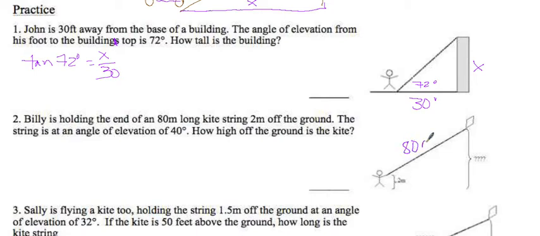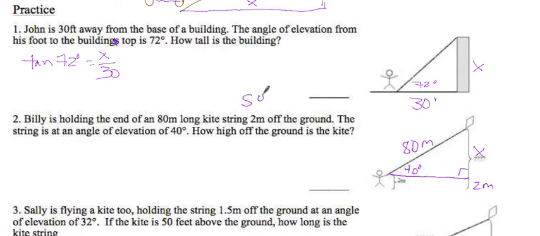Billy is holding the end of an 80-meter long kite string, and that is 2 meters off the ground. The string is at an angle of elevation of 40 degrees. So we have to finish this right triangle off here. The angle of elevation is 40 degrees. Our goal is to find the height of the string. Be careful because we have to make sure we include the 2 meters from here down. I think you can figure out how to find x using SOHCAHTOA.